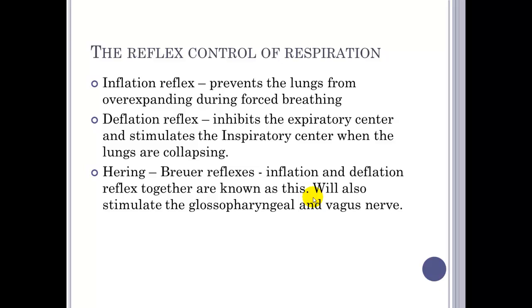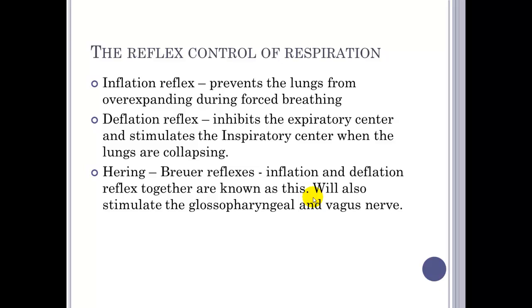The reflex control of respirations. Inflation reflex prevents the lungs from overexpanding during forced breathing. Deflation reflex inhibits the expiratory centers and stimulates the inspiratory centers when the lungs are collapsing. Hering-Breuer reflexes, inflation and deflation reflexes together, are known as this. This will also stimulate the glossopharyngeal and vagus nerves.